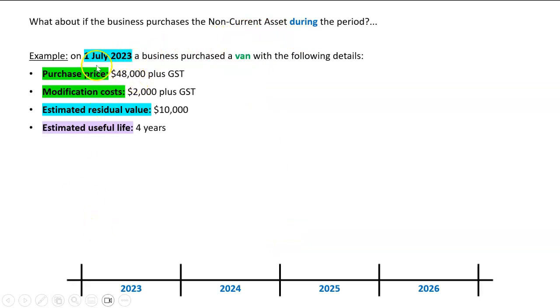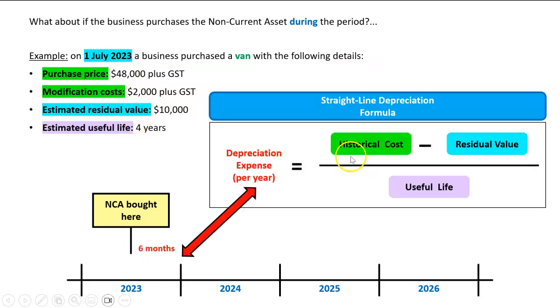Let's say instead of the 1st of January, the business bought this van on the 1st of July. So that's right in the middle here. All the other info is going to be the same. So we're going to have our formula. But the problem with the formula is it says, here's the depreciation expense per year. Now, in this case, we're not going to own it for a year by the next balance day. We're only going to own it for 6 months. So we've got a problem.